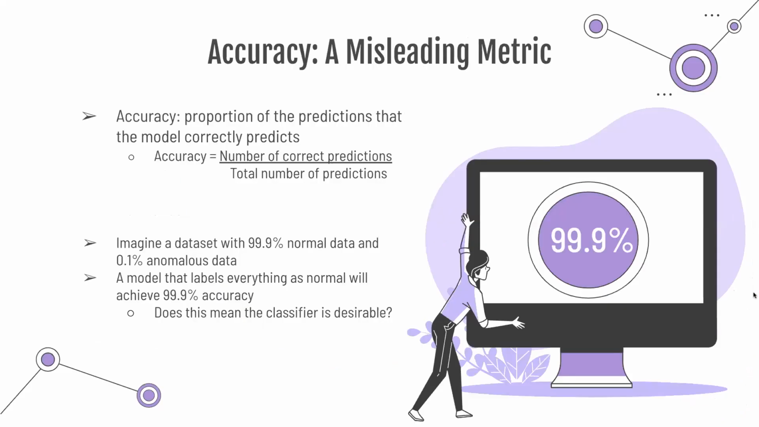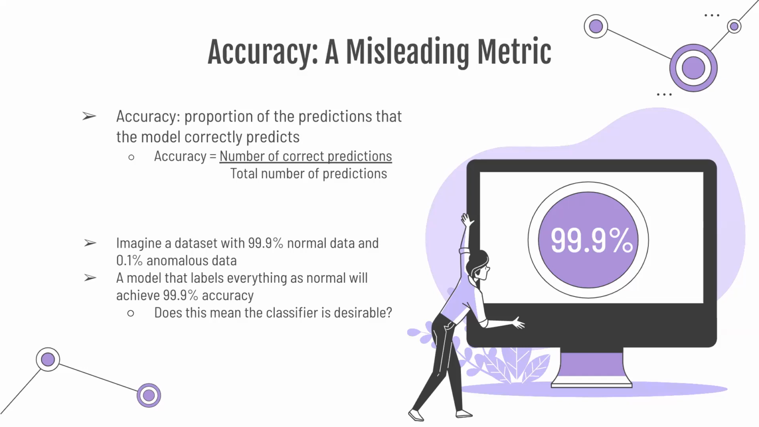So we're going to first start off by saying how accuracy is actually a misleading metric. So accuracy itself is the proportion of the predictions that your model correctly predicted. So imagine you reported that your algorithm had 99.9% accuracy. So that means that 99.9% of your predictions were correct.